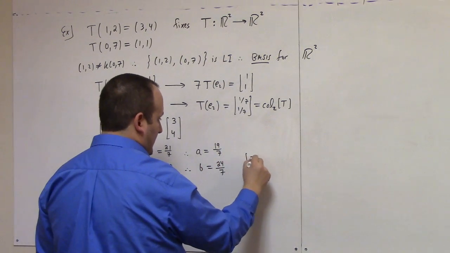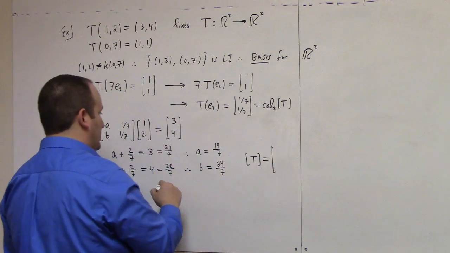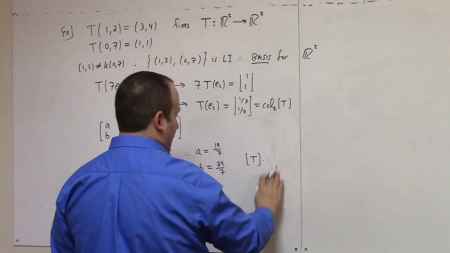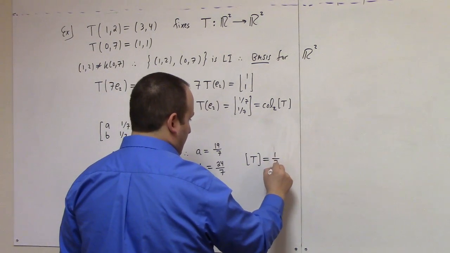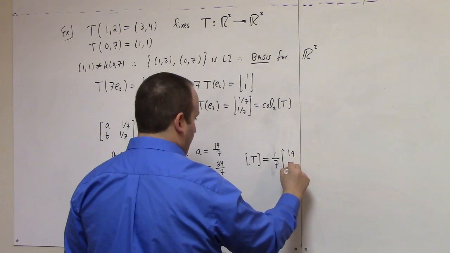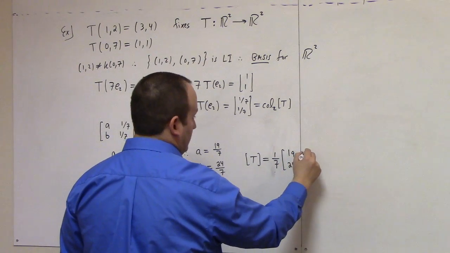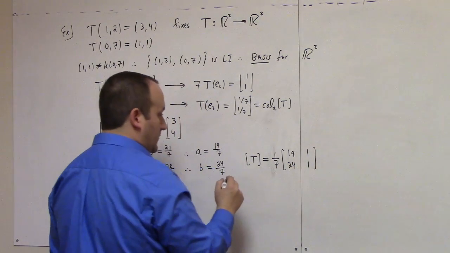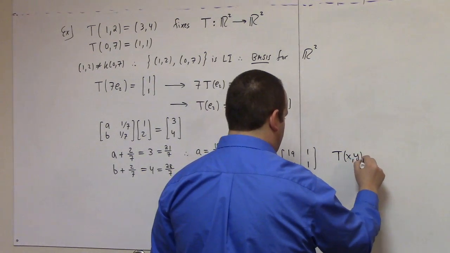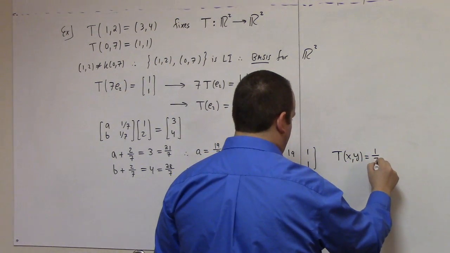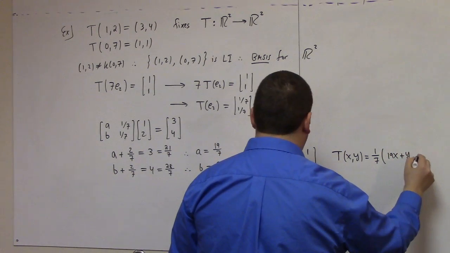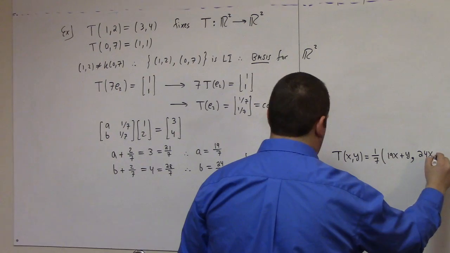The standard matrix of T is, well, I'm going to factor out the 7 since there's a 7 everywhere. So the standard matrix of T is 1/7 times 19 and 24 for the first column, and then the second column was 1, 1. I factored out the 7. If you want the formula, fine, I know some of you want the formula. T of (x, y) is equal to 1/7 times (19x plus y, 24x plus y).